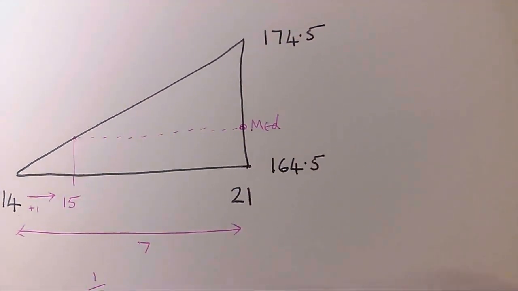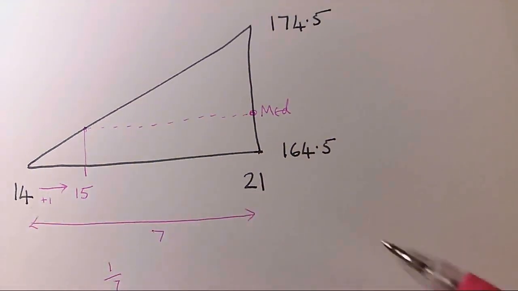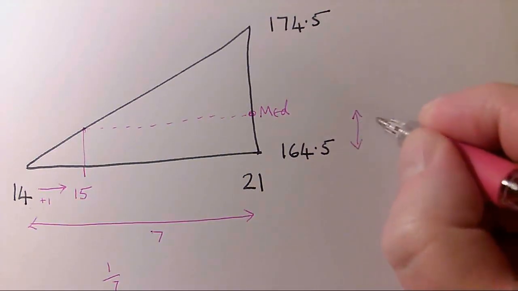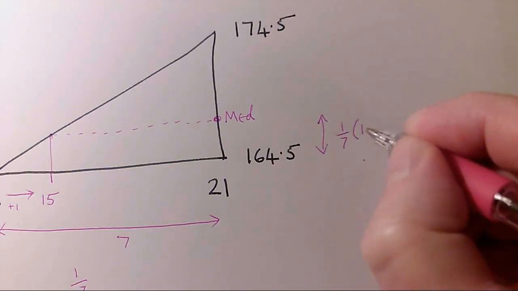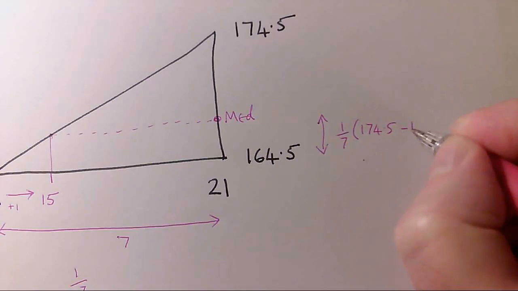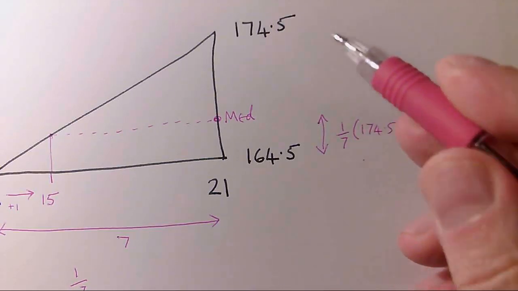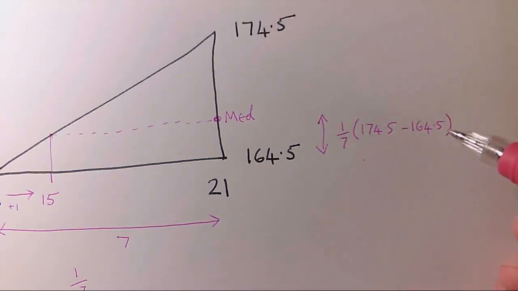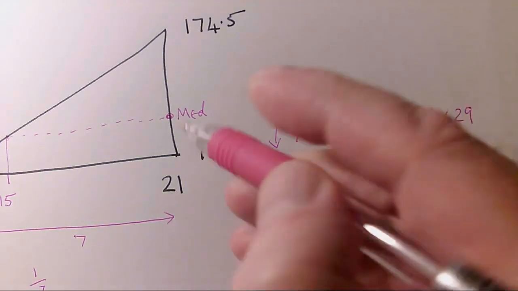Okay, so how far do I have to go up to get to that median? Well, the idea is if we come 1/7 of the way across, we have to go 1/7 of the way up. So I need to do 1/7 of the gap. And the gap is, we can see it's 10, but the way we'd work out the 10 is 174.5 minus 164.5. If I'm going 1/7 of the way up that gap, I need to do 1/7 times 10, so it's going to be 10/7. And 10/7 as a decimal is 1.429 to 3 decimal places. So that's how far I need to go up.